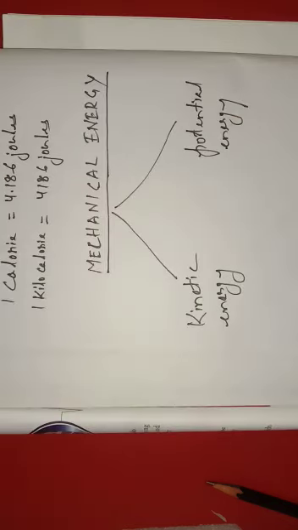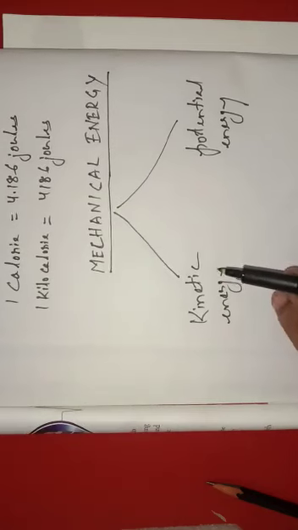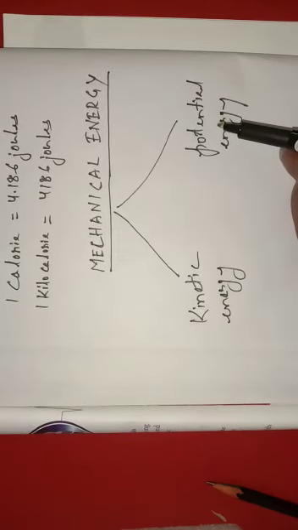Mechanical energy is the energy possessed by the body due to the work done on it. For example, when you lift a stone from the ground, you apply some force in order to raise the stone to a certain height, isn't it? So here the energy possessed by the body due to the work done on it is called the mechanical energy. Mechanical energy is of two types: kinetic energy and potential energy.